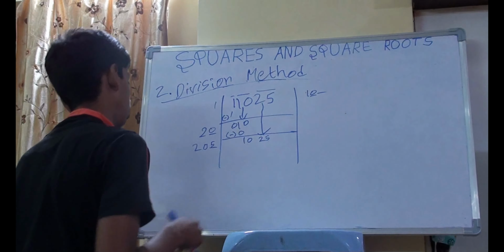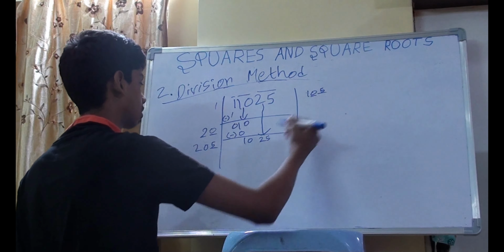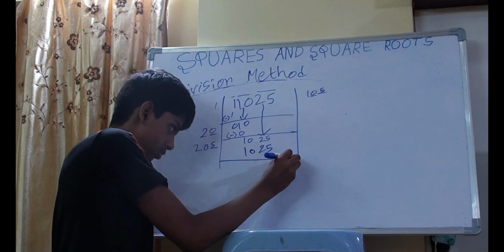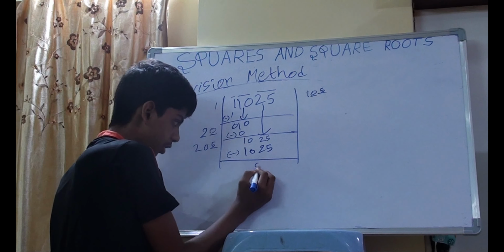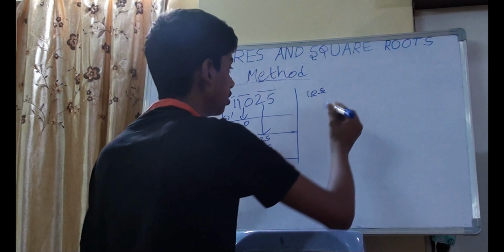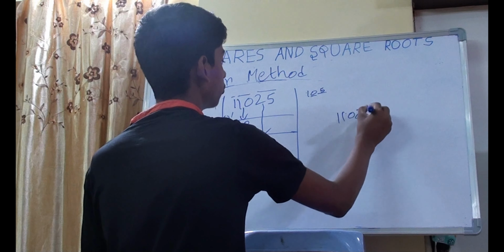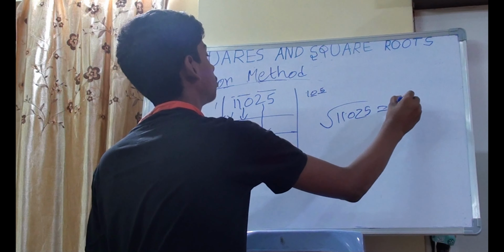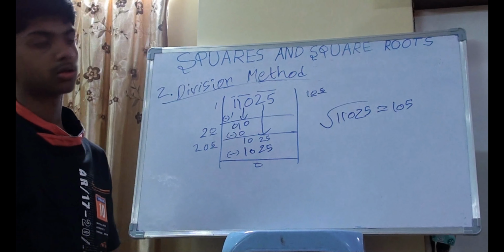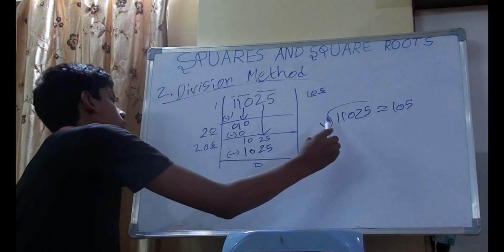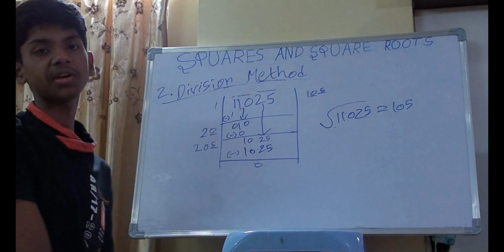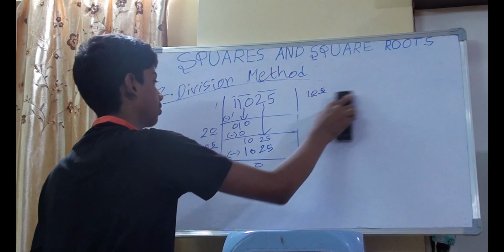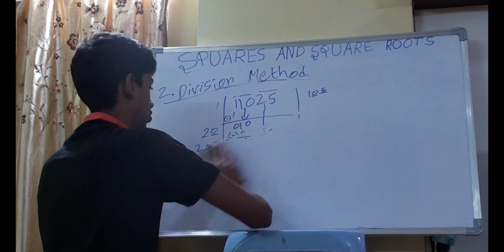So 1025 subtracted, we got the remainder 0. So the square root of 11025 is 105. So we have proved that 11,025 is a perfect square. By the way, there is an important point that I will tell you now.